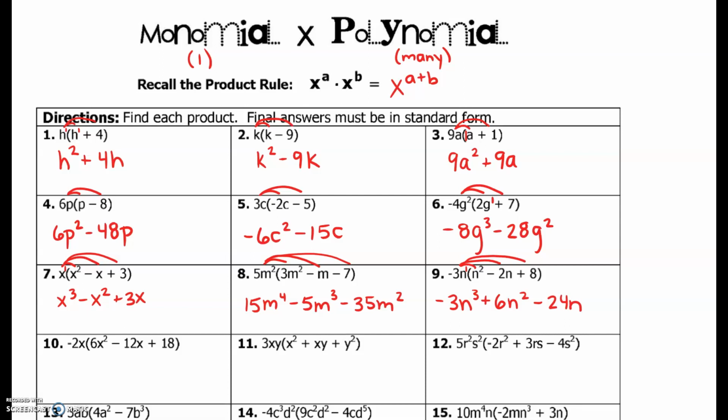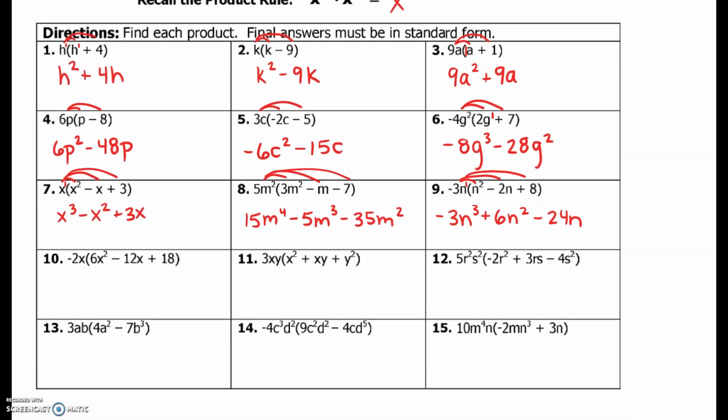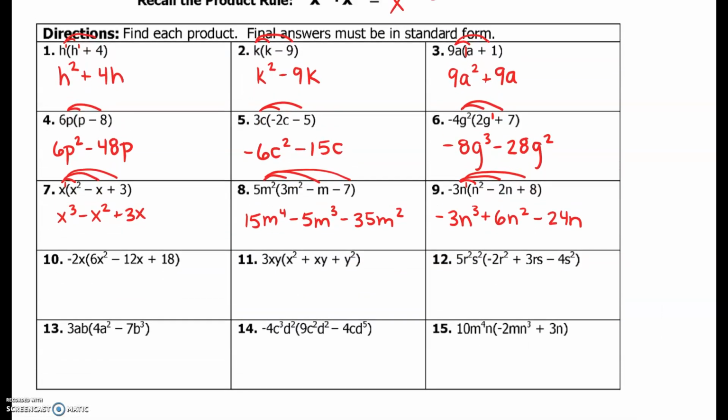Okay, moving along through the notes, number 10, negative 2x times 6x squared is negative 12x to the third. Negative 2x times negative 12 would be positive 24x squared, and then negative 2x times 18 would give you a negative 36x. I think all of that should be pretty straightforward to you.